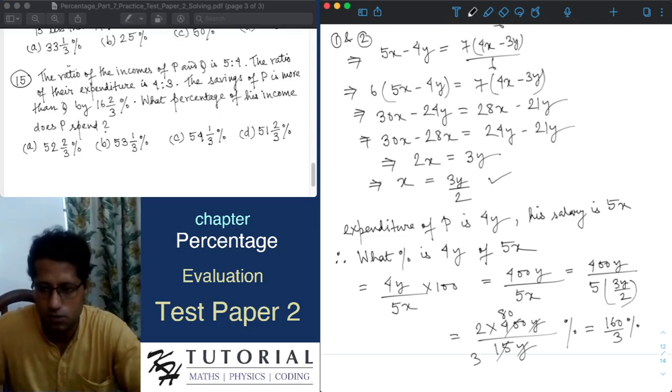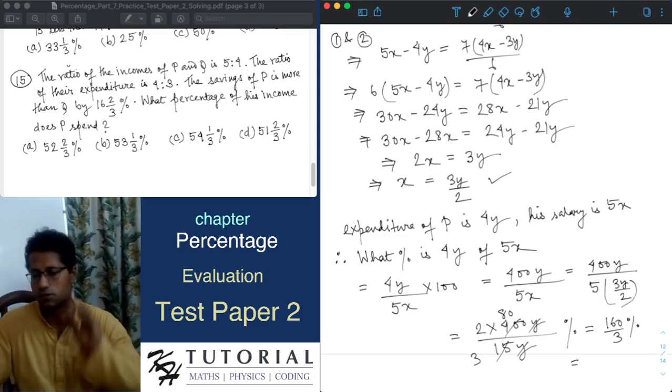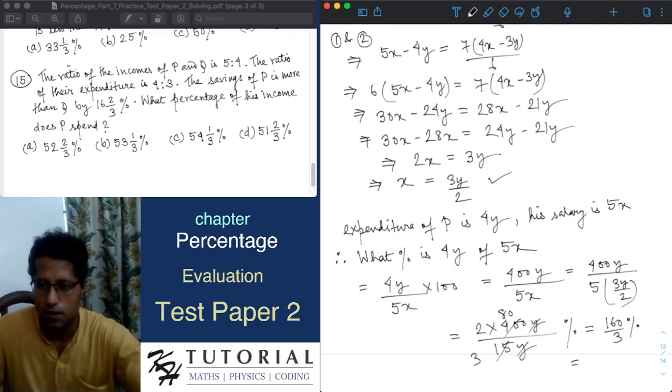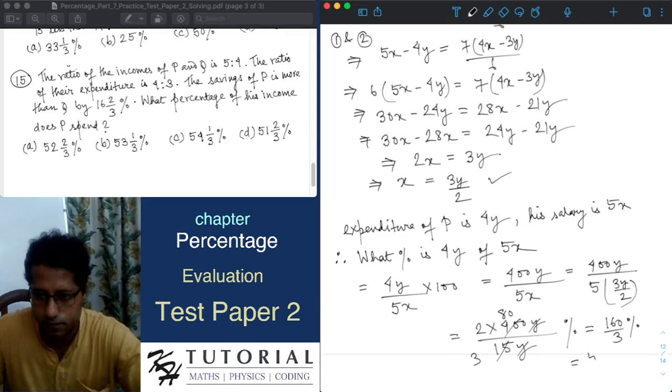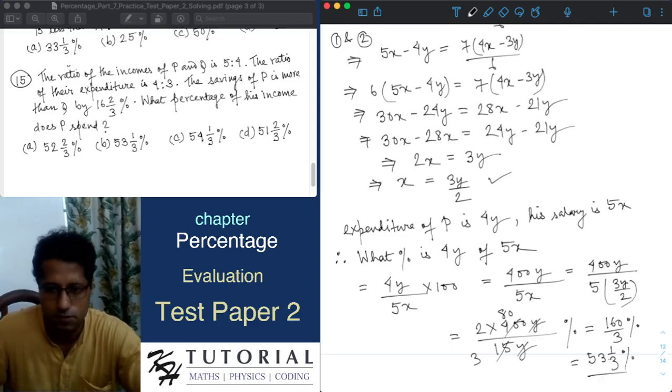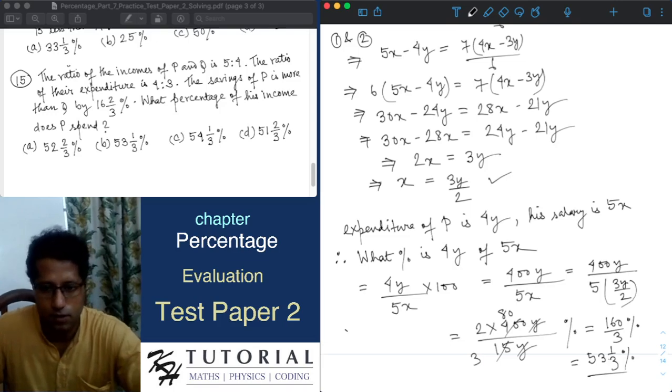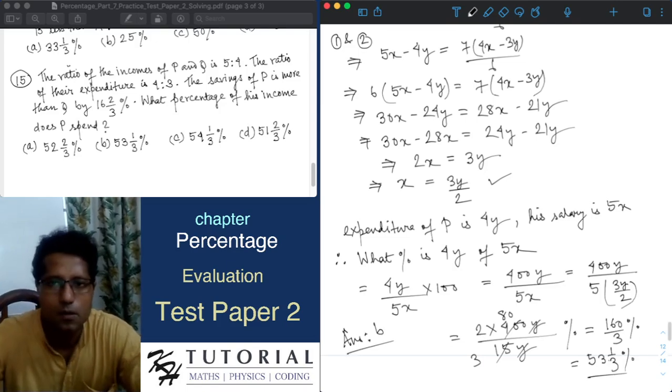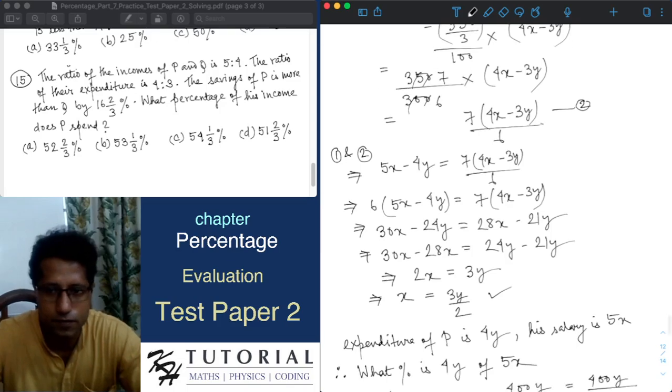Percentage. If you convert this 160 by 3 into a mixed fraction, it becomes 53 and 1 by 3. So 53 and 1 by 3. So therefore, this is the percentage. So therefore, the answer is choice B. This was question number 15, the last question.